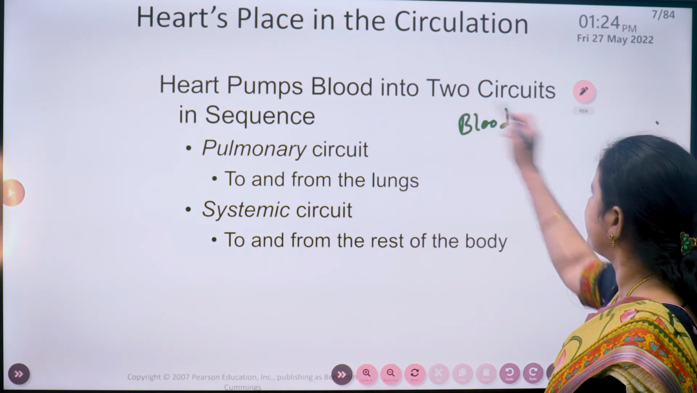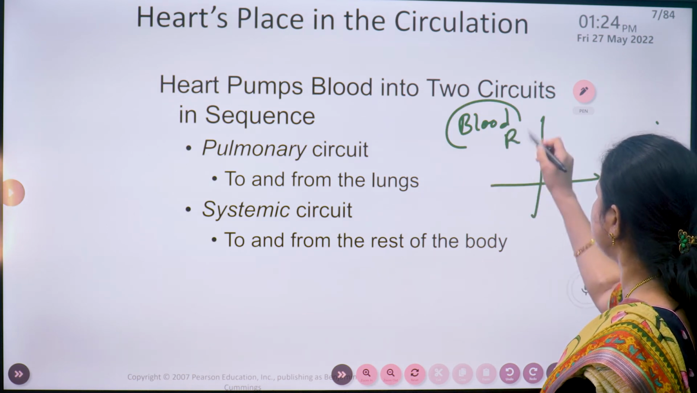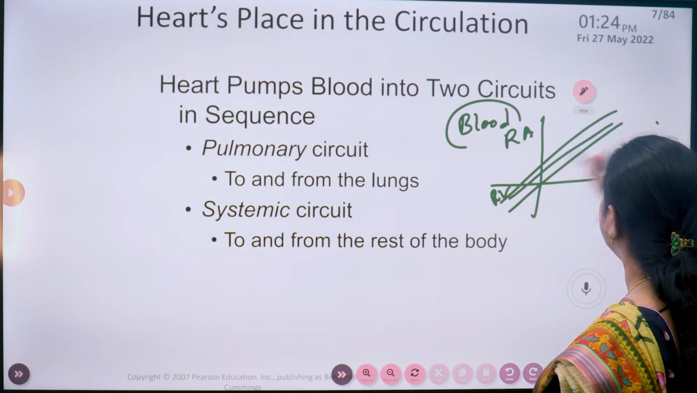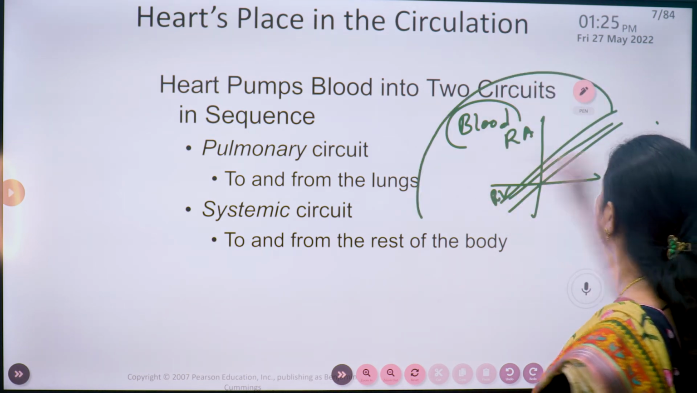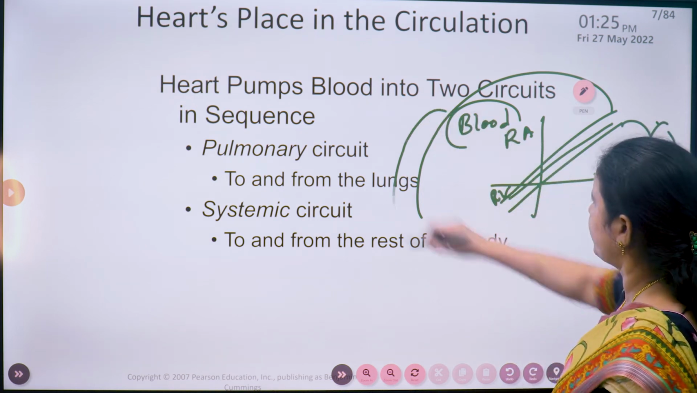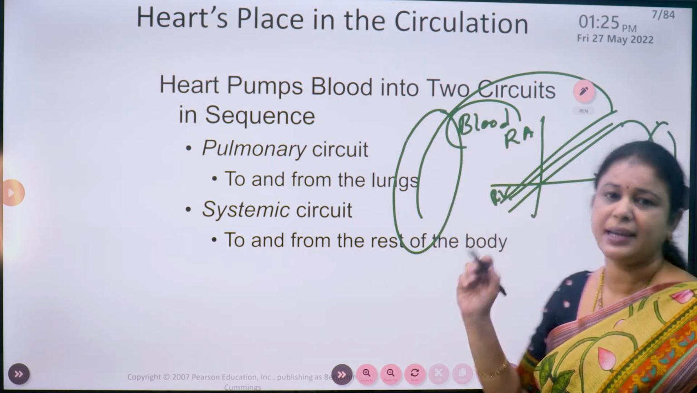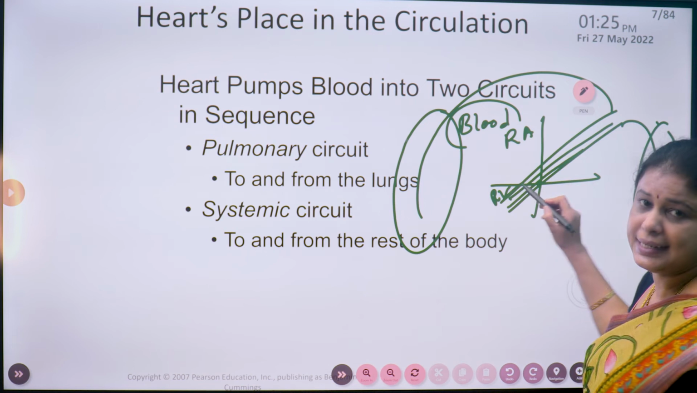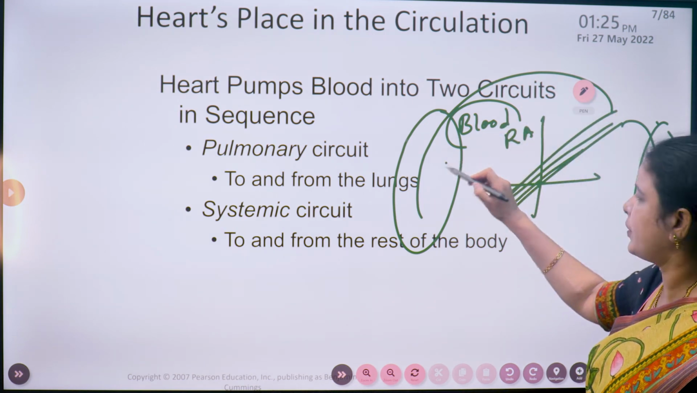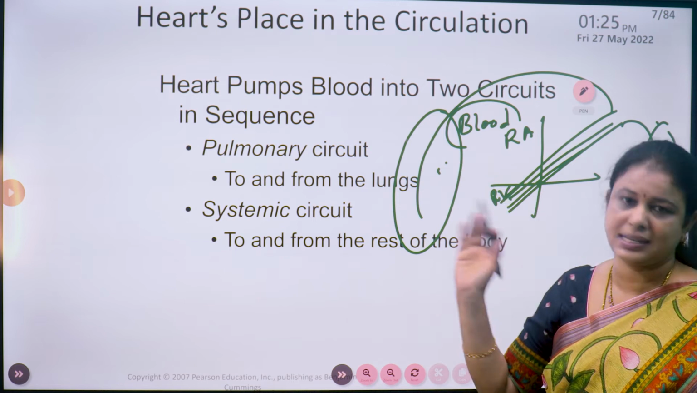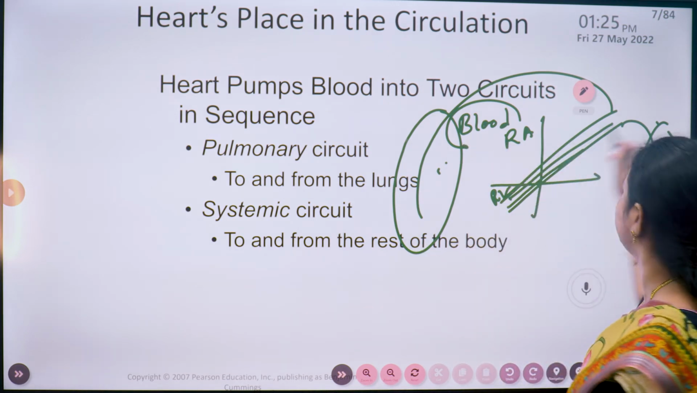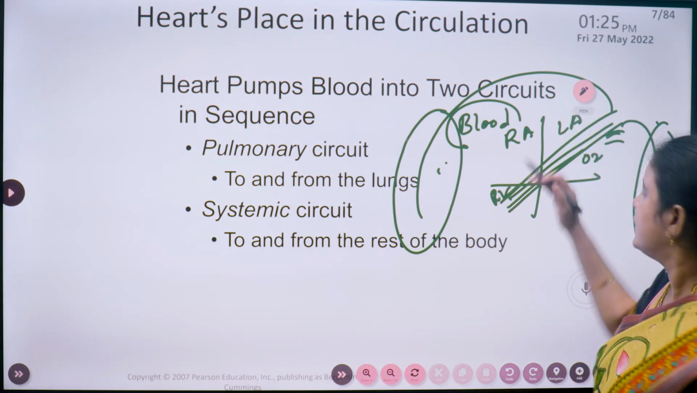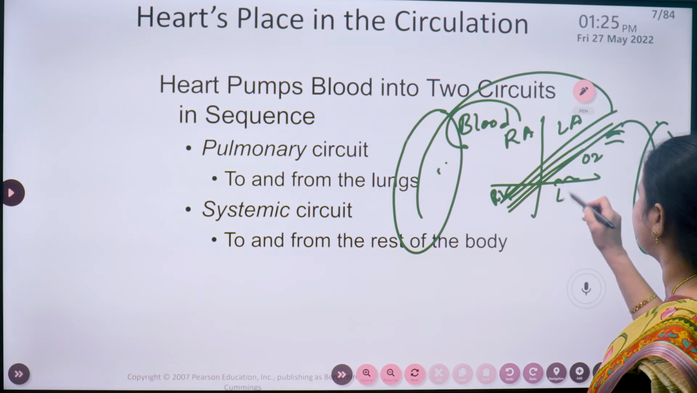From the right ventricle, through the pulmonary artery, deoxygenated blood is pumped into the lungs. The pulmonary artery carries the deoxygenated blood to the lungs. Within the lungs, exchange of gases takes place. The pulmonary veins bring oxygenated blood back into the left atrium, and from the left atrium the blood enters the left ventricle.